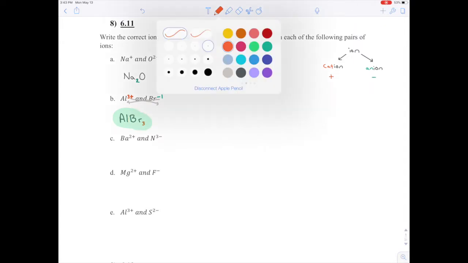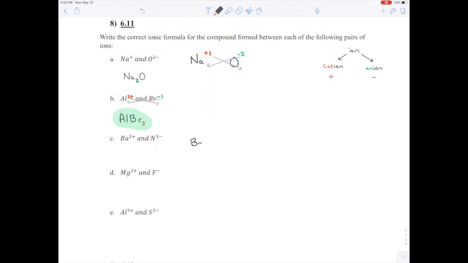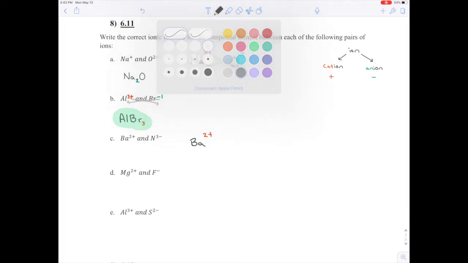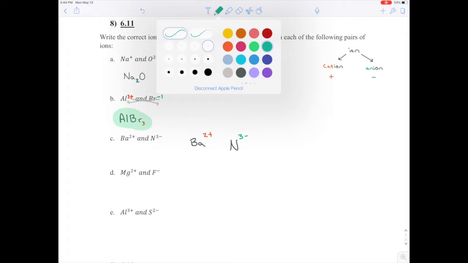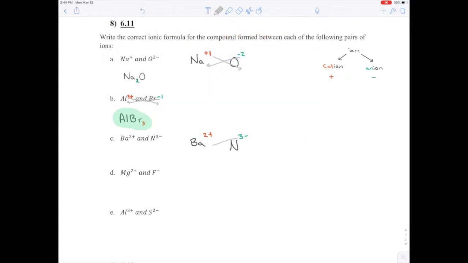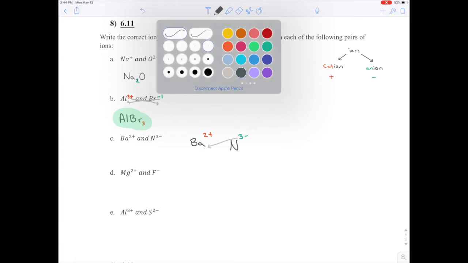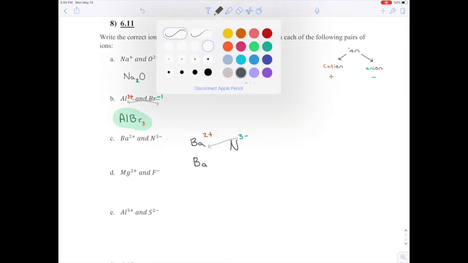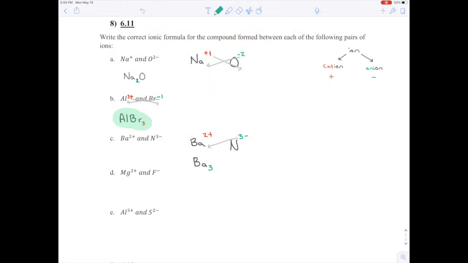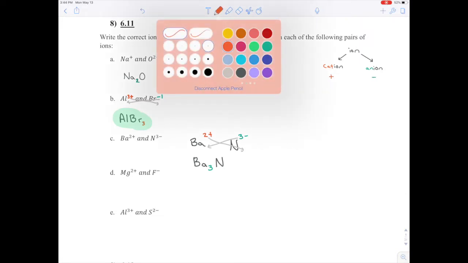Okay, so let's say we have barium, and that has a 2 plus charge. And then we have nitrogen, and that has a 3 minus charge. These are going to attract each other because they have opposite charges, and they'll attract each other until the overall charge is 0. How many of each atom will we have when the overall charge is 0? Crisscross the charges, so the number at the top right of one goes at the bottom right of the other.